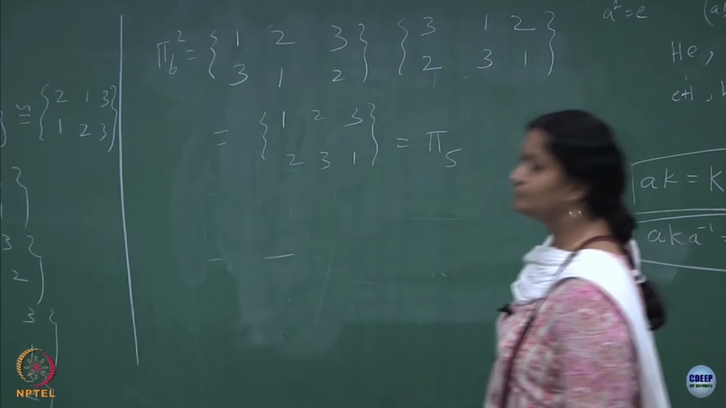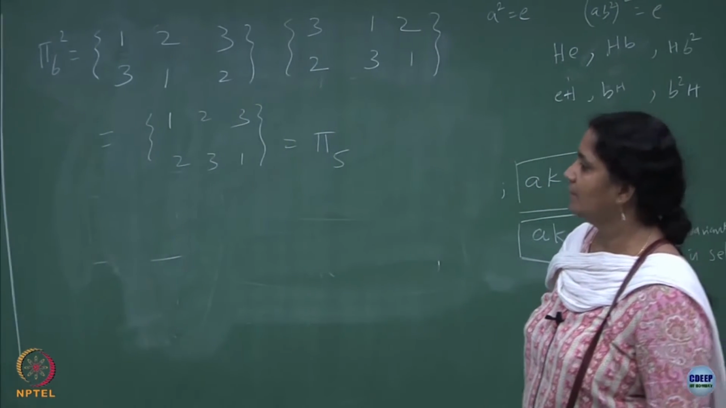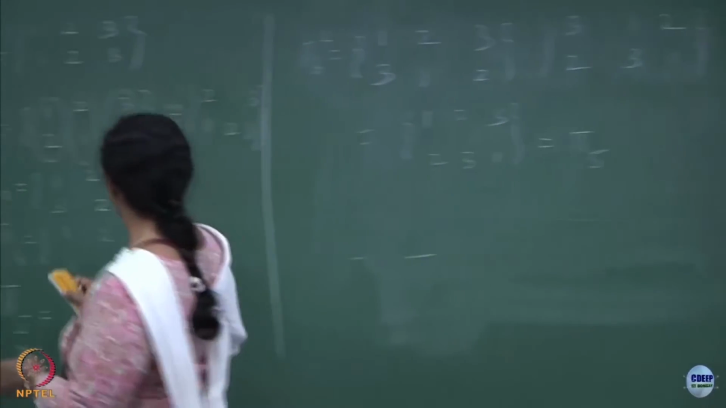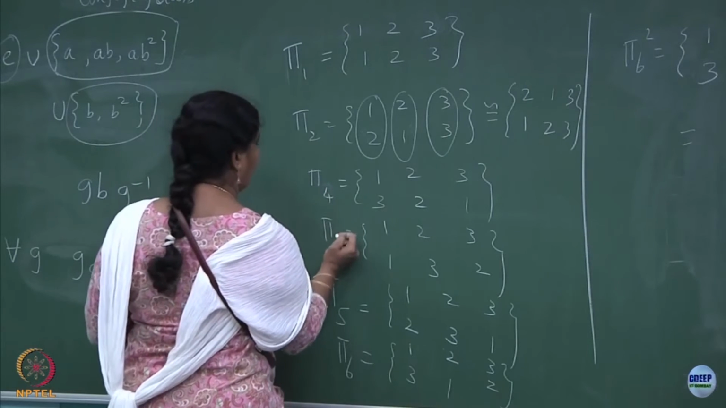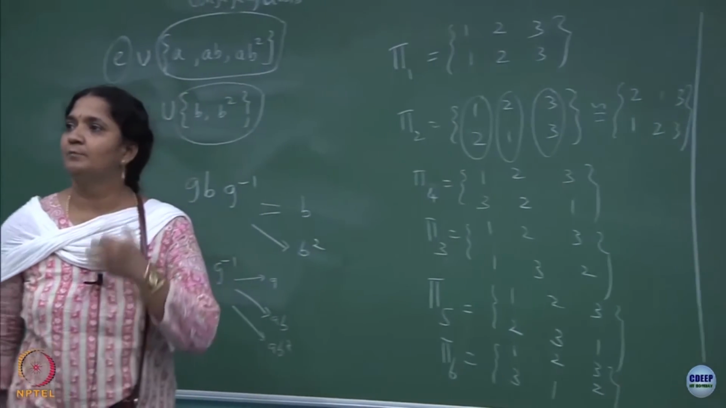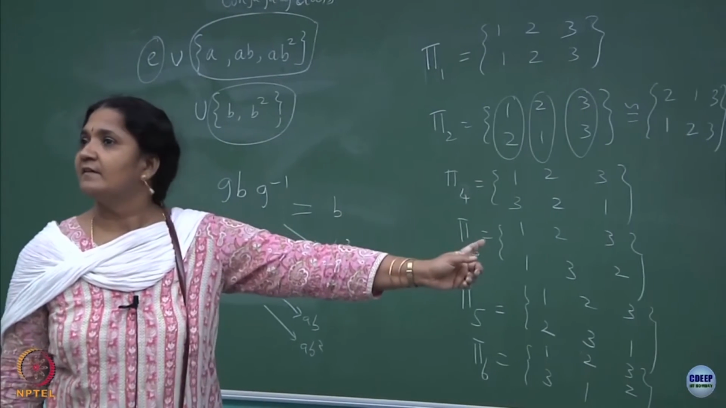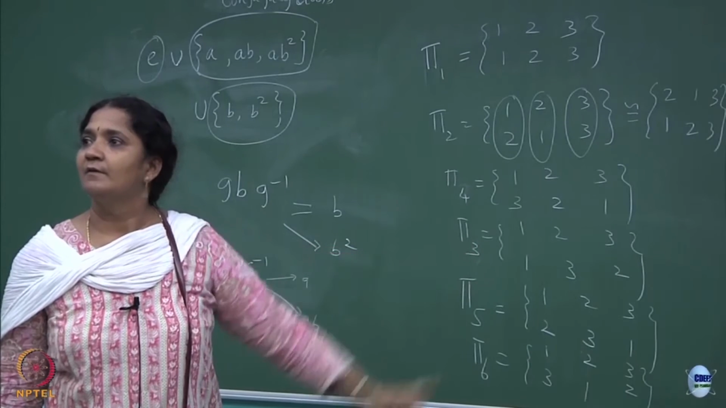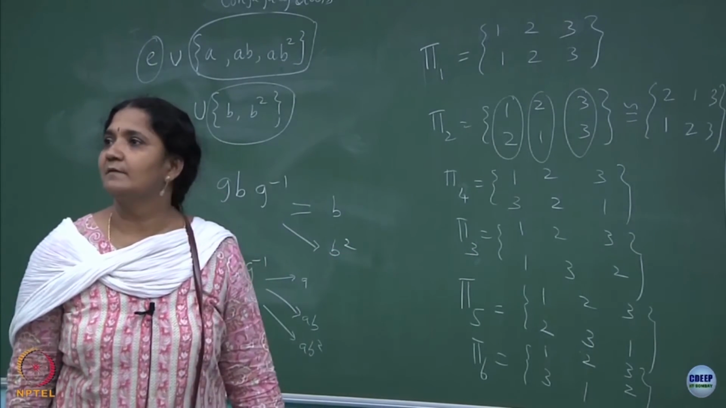Is that right? Are you all with me? It is just that here I called pi 3 and pi 4, maybe you can change this to pi 4 and pi 3 just to be in sync with the PowerPoint. So, this is what we get. Okay, pi 6 squared turns out to be pi 5.